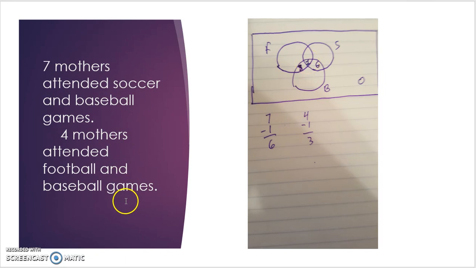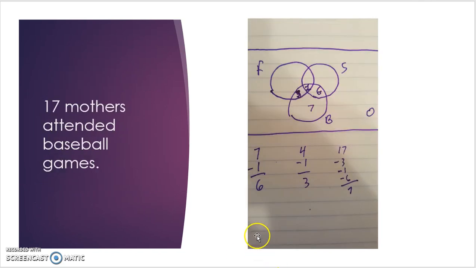Likewise, I can deal with the 4 mothers who attended football and baseball, and I can say between these 2 there's 4. I already know the 1's there, so 4 minus 1 is 3, so I put a 3 there. 17 mothers attended baseball games. So I had here, here, here already filled in. Baseball is actually 4 different places here. Those 3 and this one. So all 4 of those add up to 17. So previously I had the 3 and the 1 and the 6 filled in. So I'll take the 17 minus what I already know about. And I'm left with 7 to go in the place I do not know about.